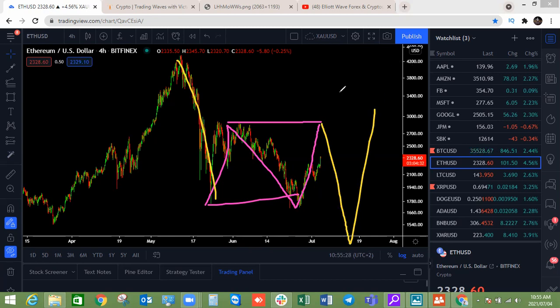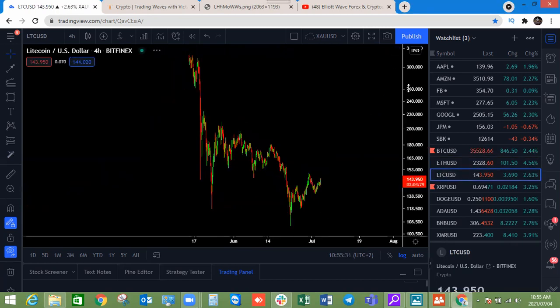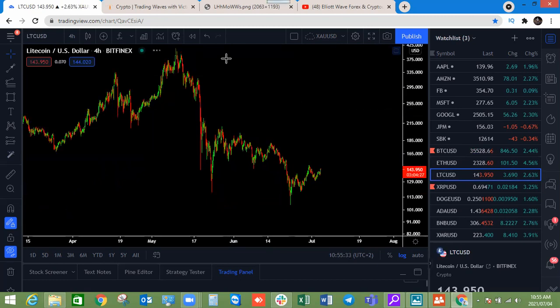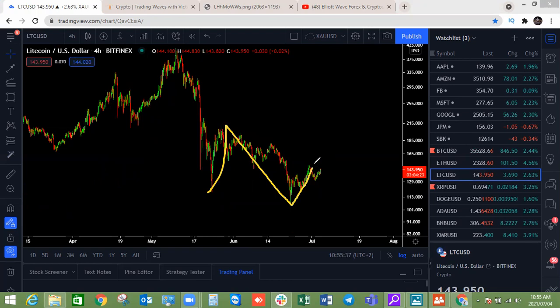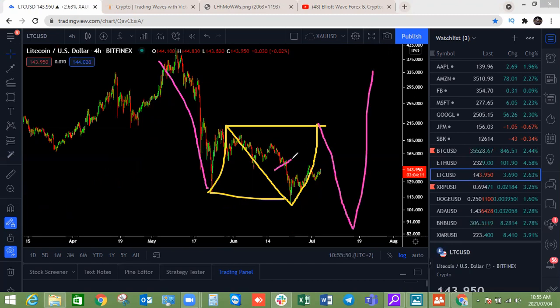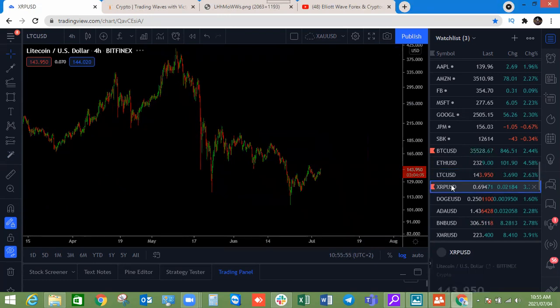Playing out very well. Litecoin, look at that, exactly the same structure, although this one is not going as impulsive as Ethereum, but we'll expect them to do exactly the same thing. We'll expect Litecoin to go around 215, eventually looking for a bigger structure like this. It's not the first time we're looking at these structures. We've looked for those structures even when we were still here. Okay, so that is Litecoin.